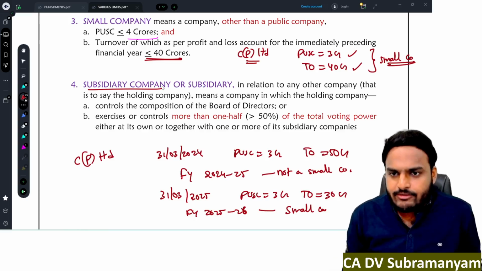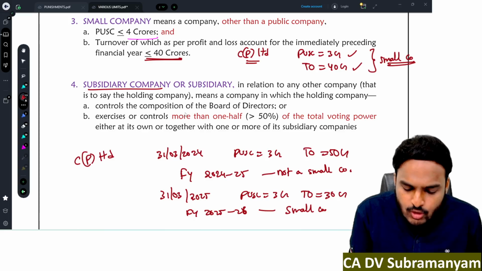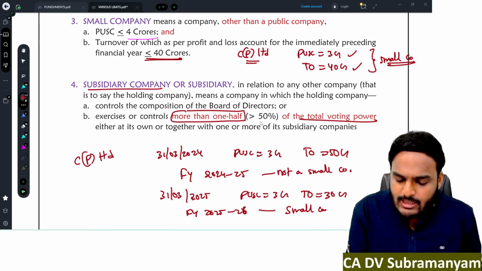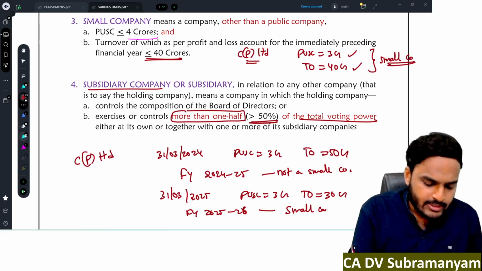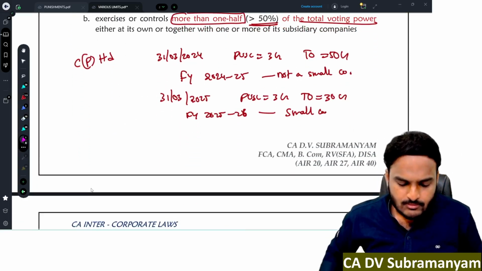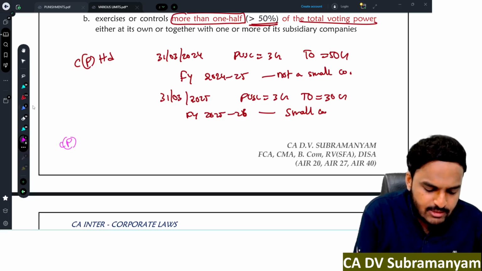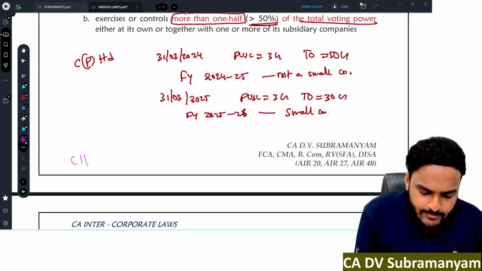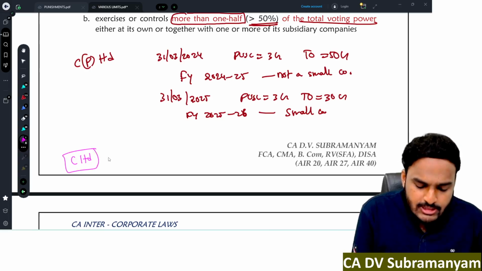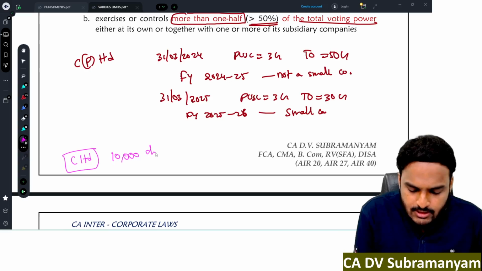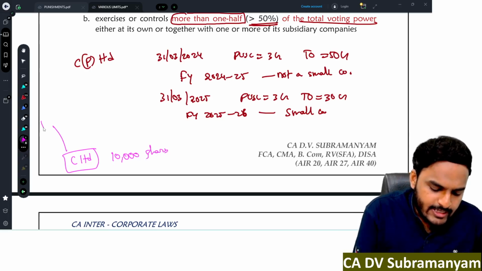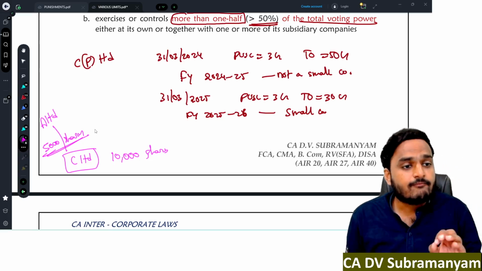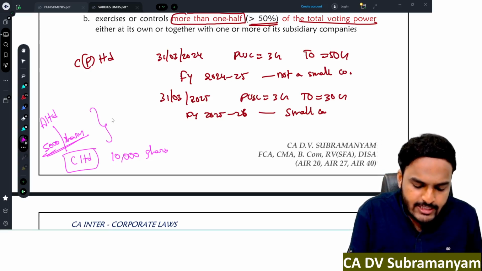Here in the subsidiary company, the limit is: exercises or controls more than one half of the total voting power. More than one half. That means greater than 50%. Suppose company C Limited is there. The total equity share capital of the company is 10,000 shares. A Limited is holding exactly 5,000 shares in C Limited. How many shares? 5,000. In terms of percentage, it is 50%.